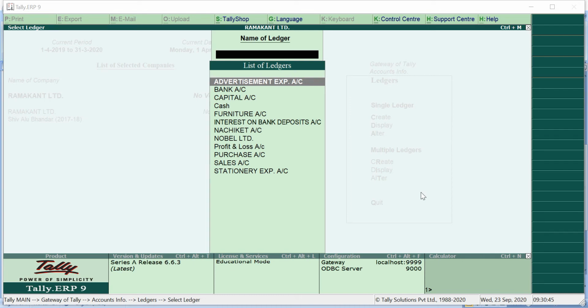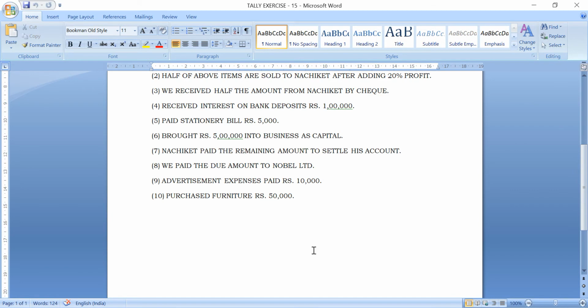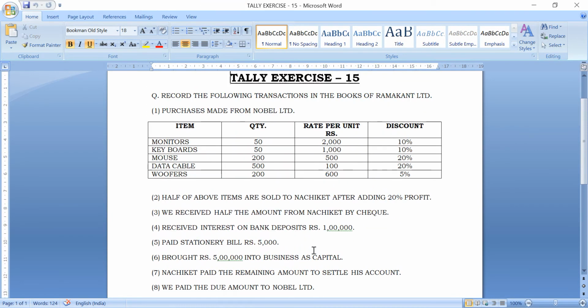So now, after the accounts are created, the next thing to be done is to go to inventory info section, and under that we will create all the stock items and measurement units. Two things are required. Am I right?